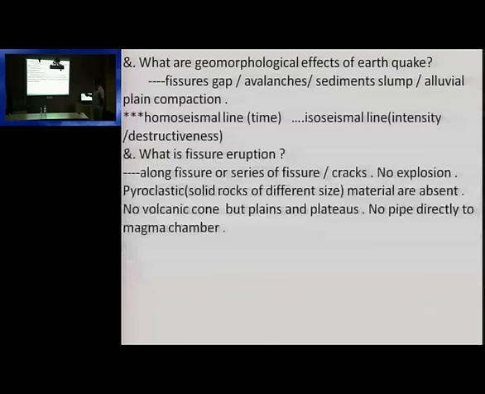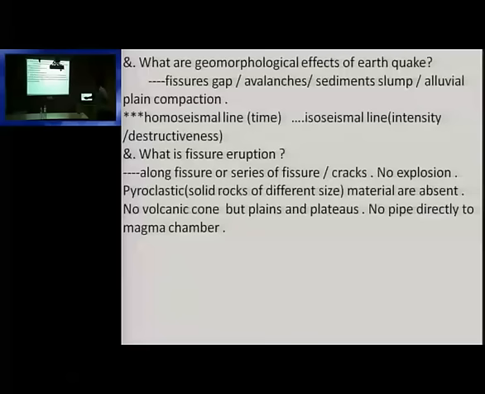Fissure gaps are just a gap. Suppose you find in earthquake-related areas that the roads have a wide gap in them. All those are known as fissure gaps. Sediment slumps: in the riverine region or the mountain range region, there are lots and lots of sediments, and they will just slump down. Okay, it's a very simple term.